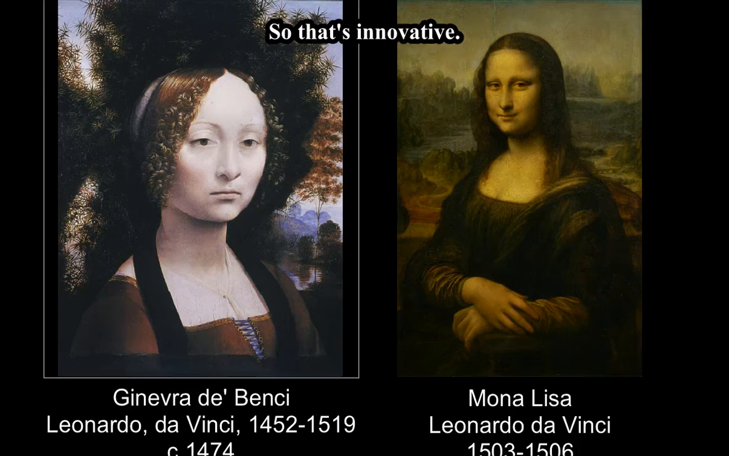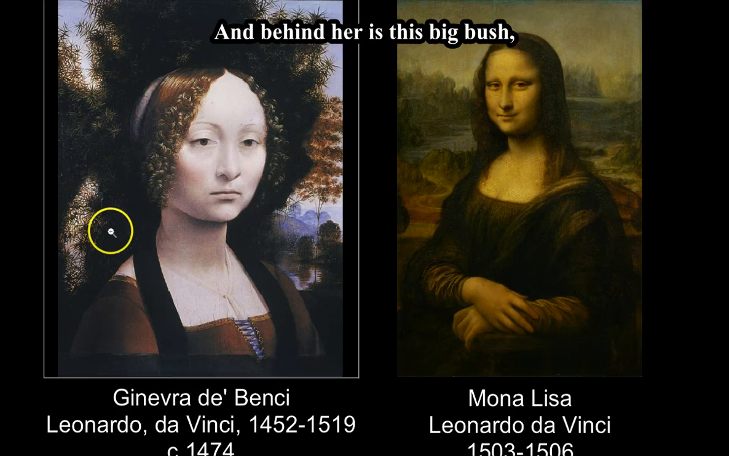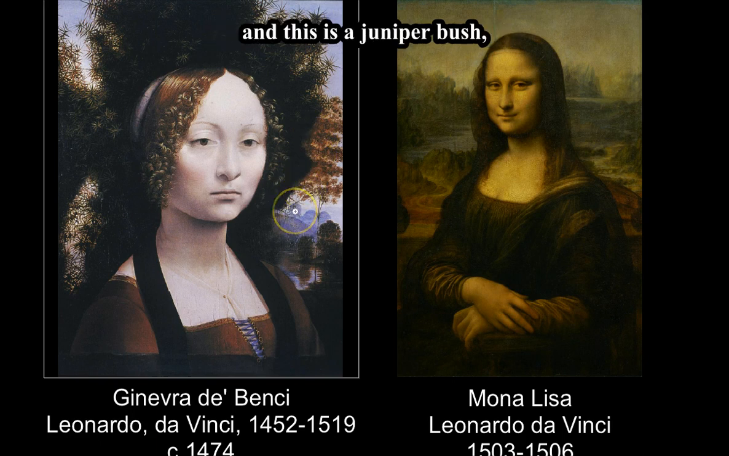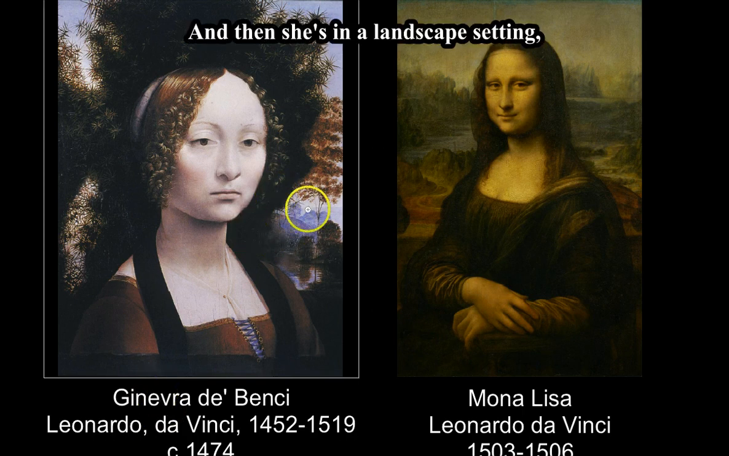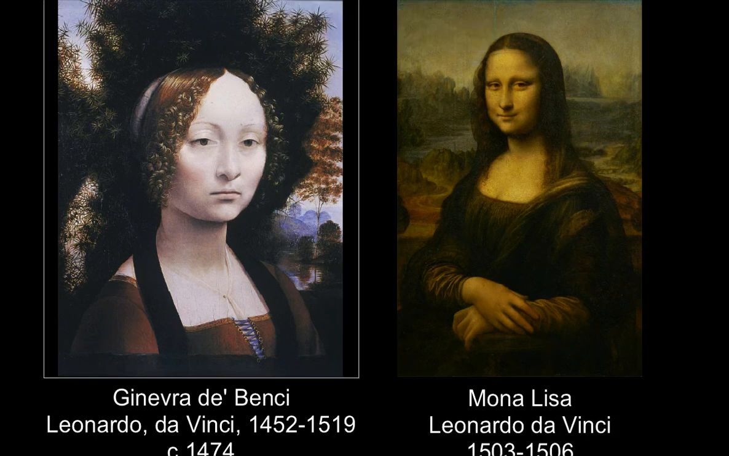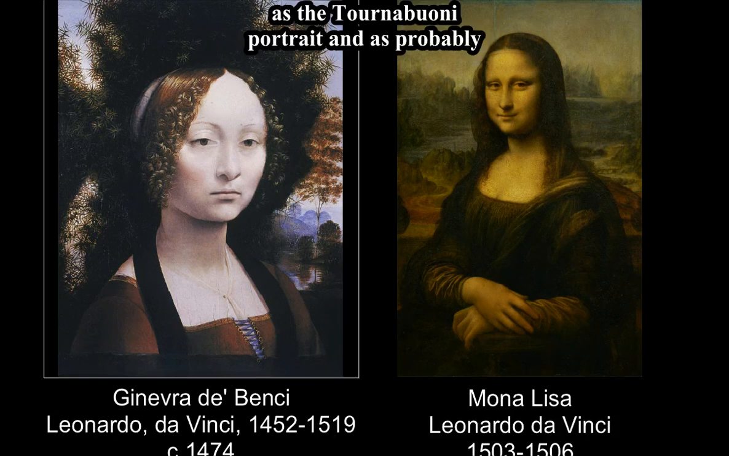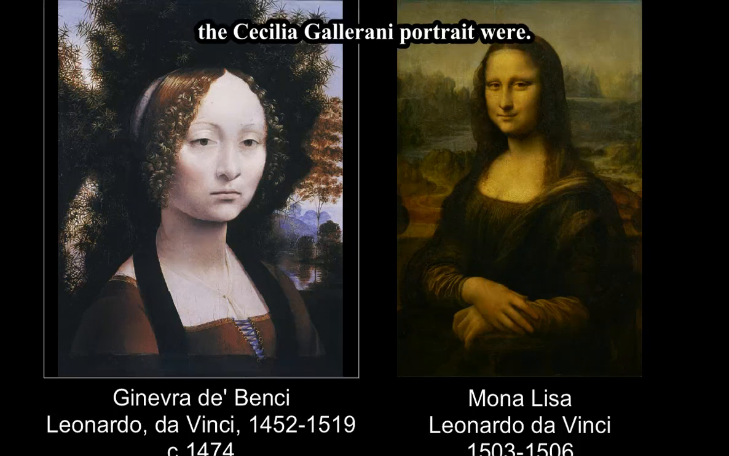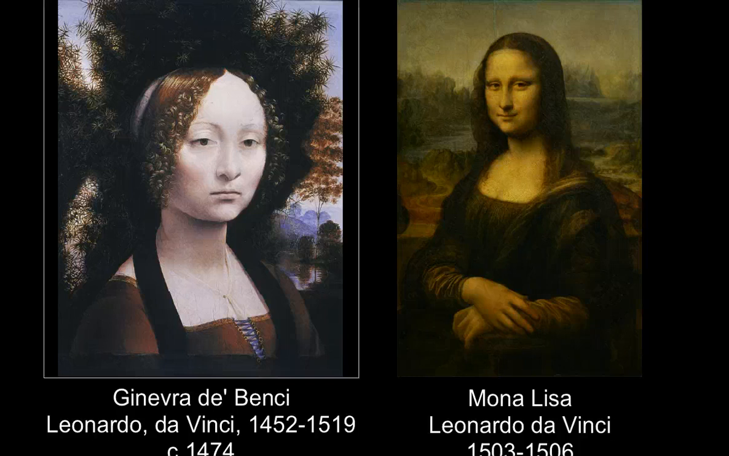So that's innovative. And behind her is this big bush, and this is a juniper bush, which relates to her name, Ginevra. Okay? And then she's in a landscape setting, so no longer enclosed within the domestic context as the Tornabuoni portrait and as probably the Cecilia Gallerani portrait were.